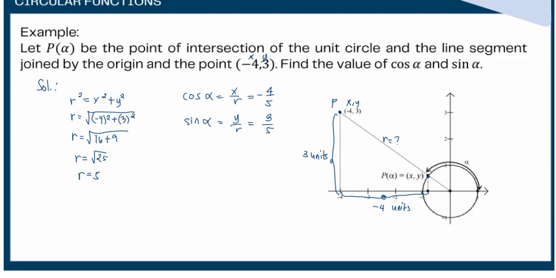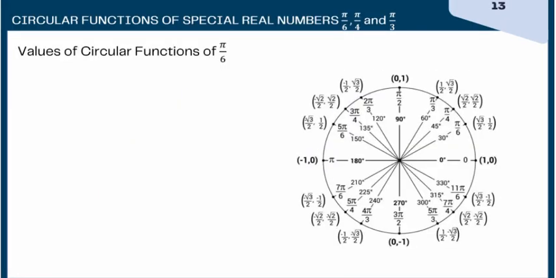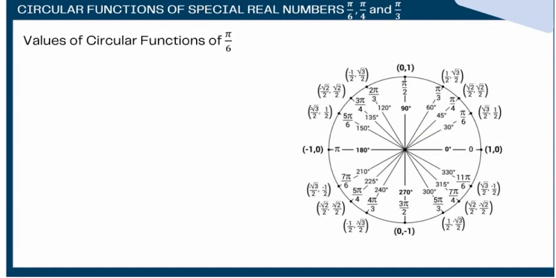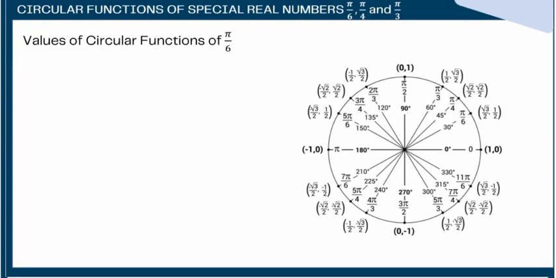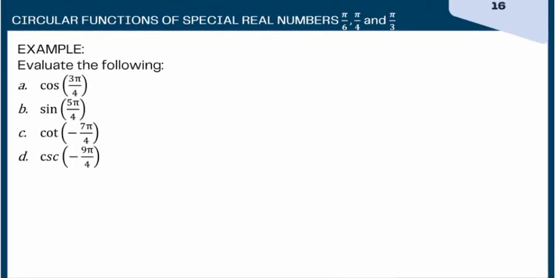Okay? And also continuing on the discussion involving values of circular functions, let's do the values of circular functions in terms of pi over 6. Let me create a circle and tell you how it is. Let's do pi over 3 first, because pi over 6 would be intertwined with our pi over 3. So, let's do pi over 3 first.